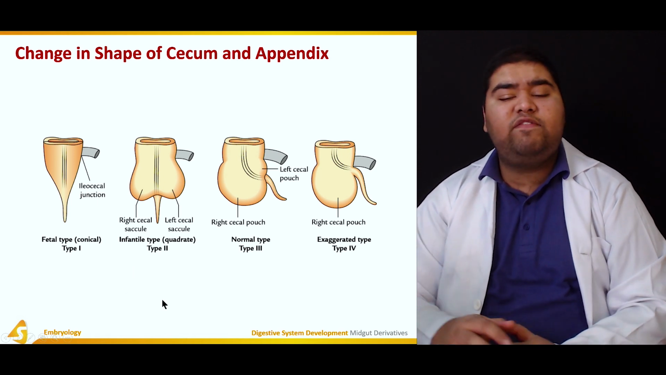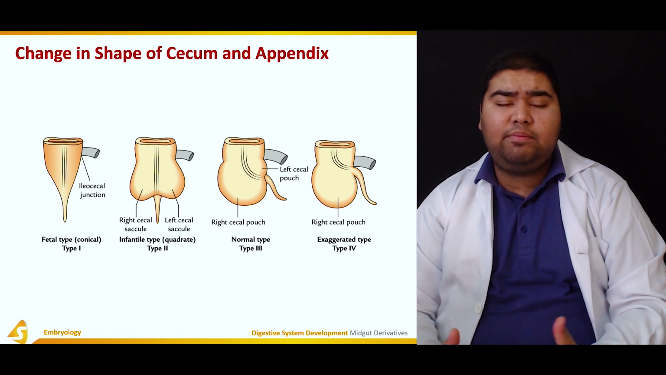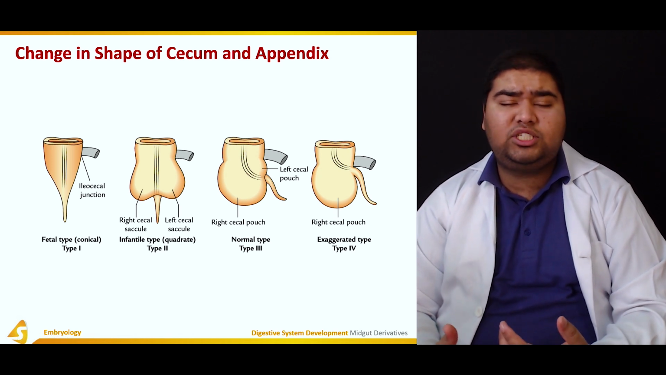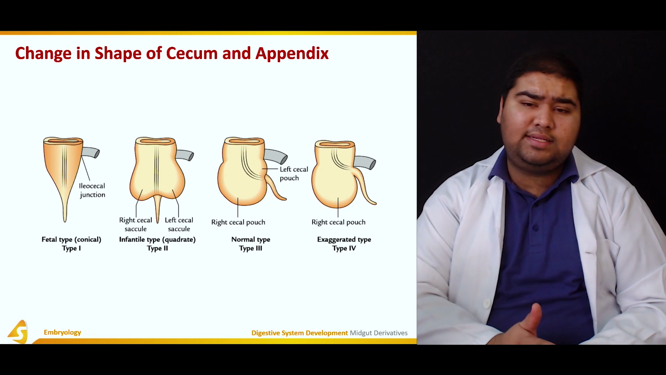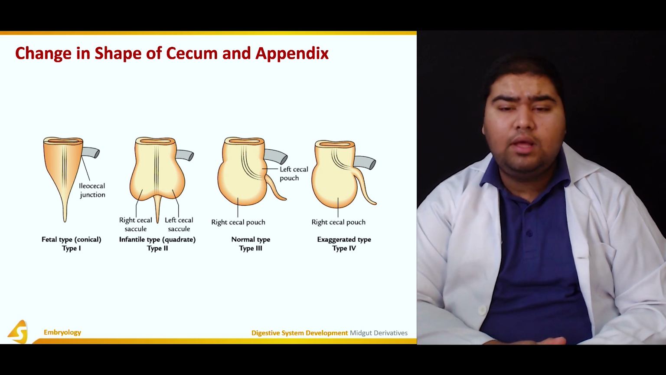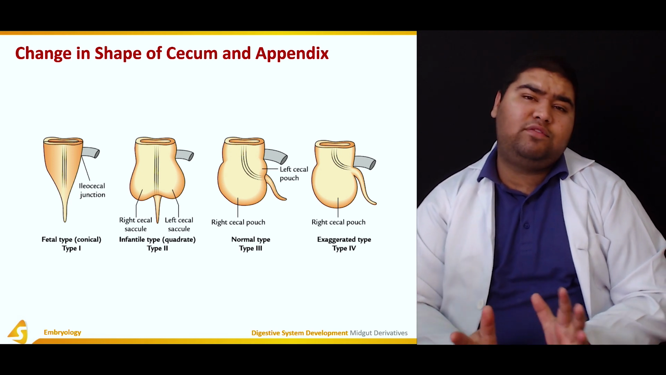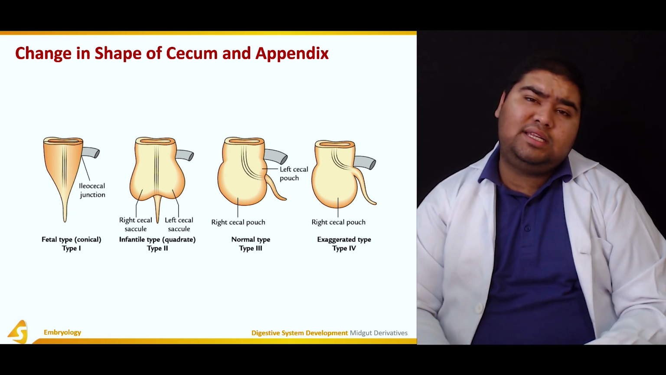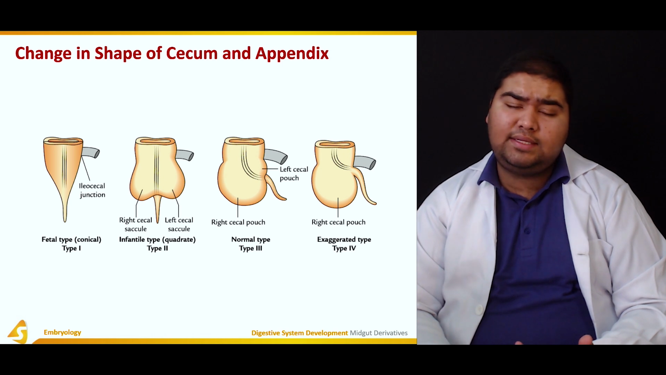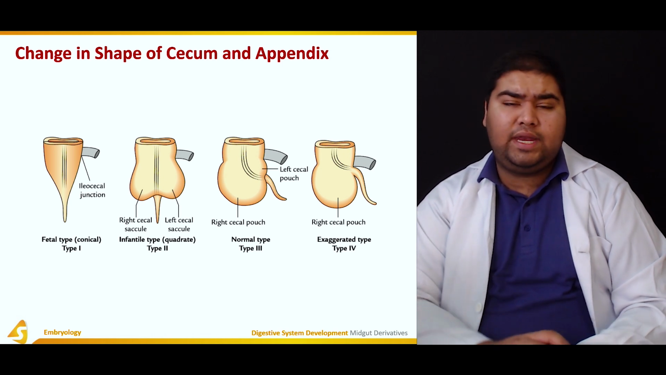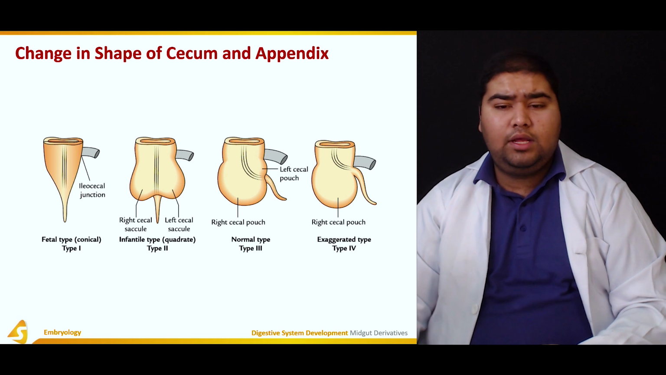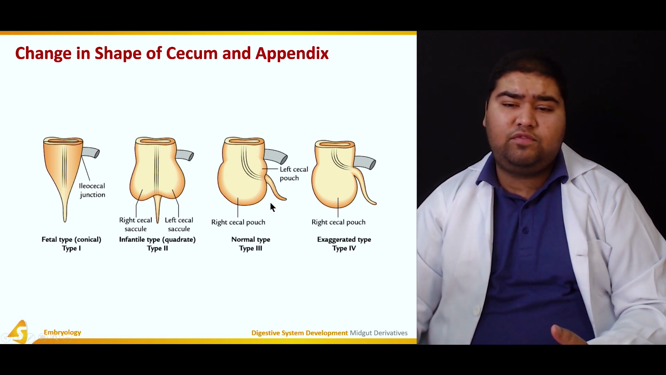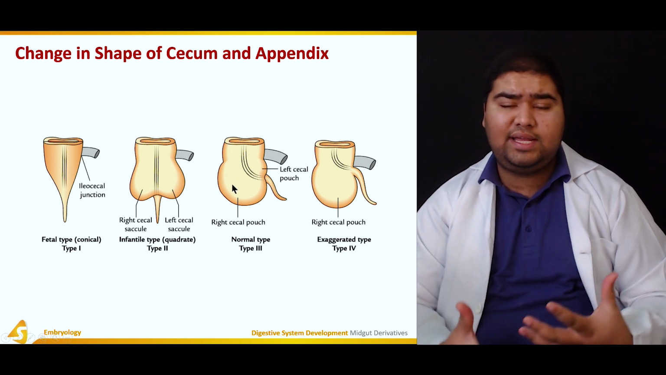Then we have the infantile type, in which the cecal bud has undergone proliferation and dilation to form the right cecal saccule and the left cecal saccule. However, these saccules have not joined yet, and distally we have the appendix, which is still in its infantile position. The normal type has a large right cecal pouch and a small left cecal pouch.